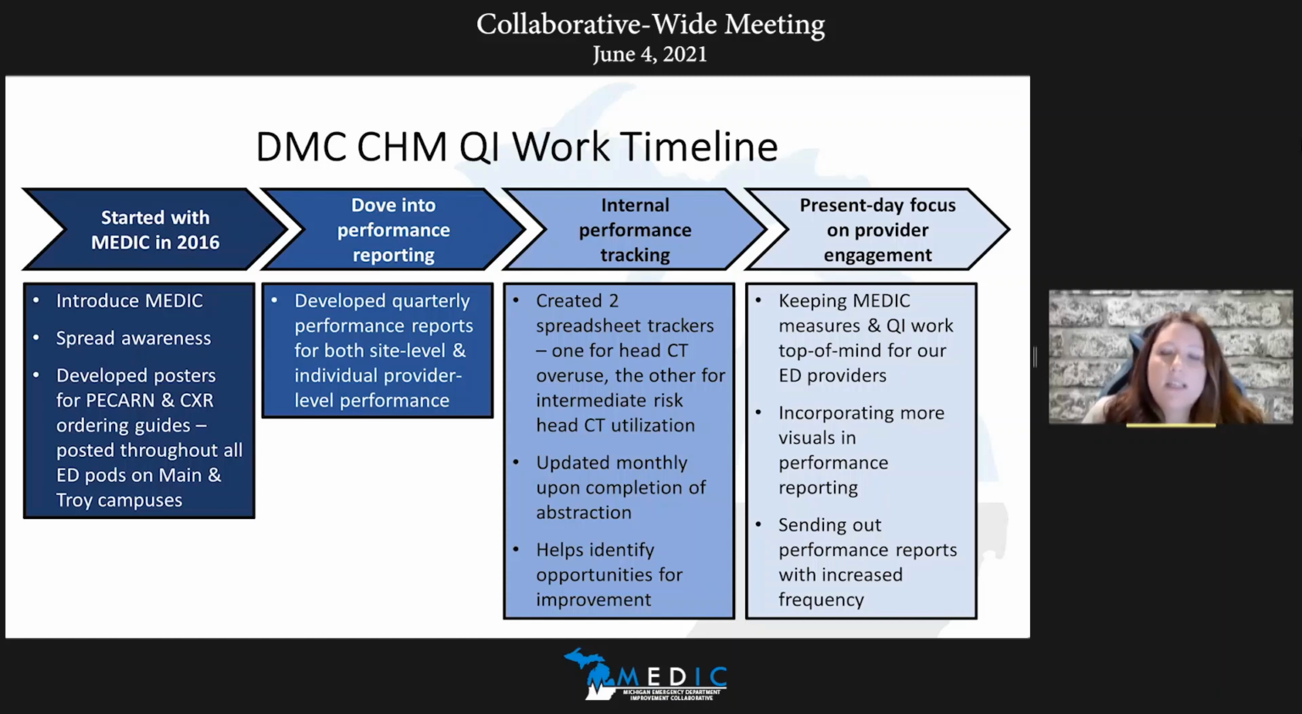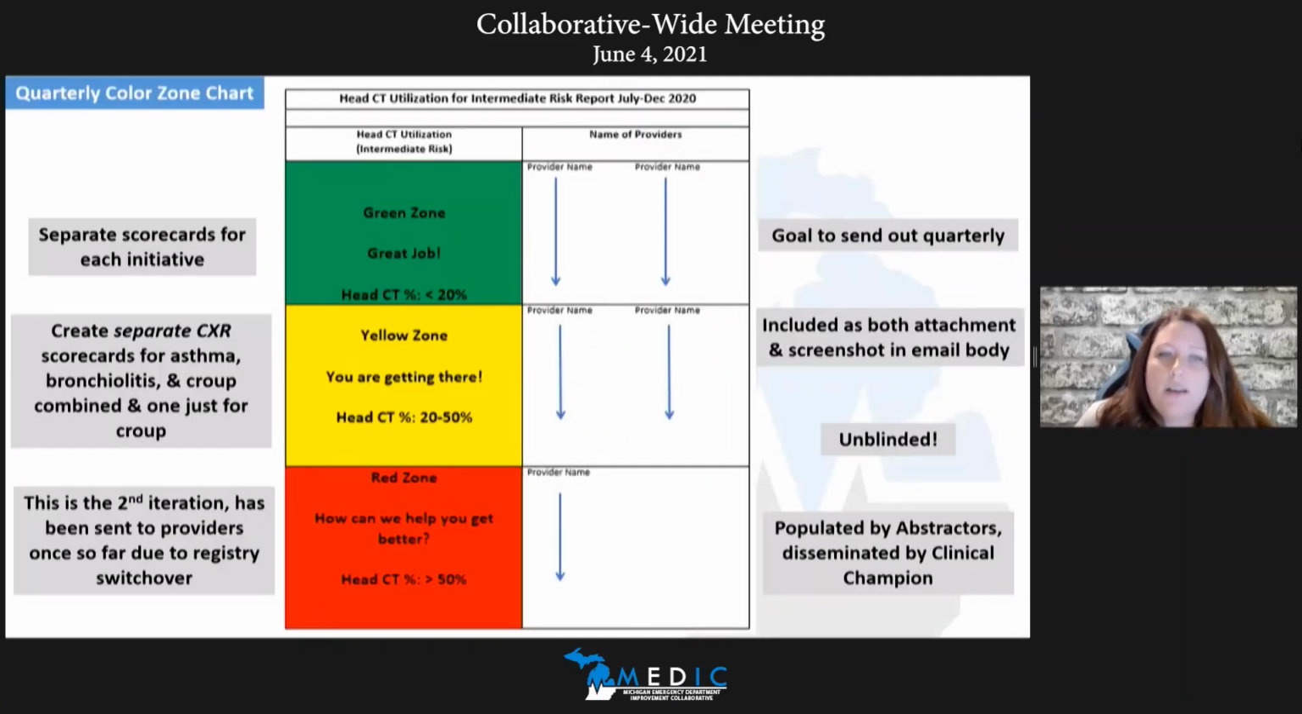Going forward, we started some internal tracking, mainly with the head CT utilization for overuse and intermediate. We have 2 separate spreadsheets that we use to track these. We track every single one. And this has really helped us identify areas for improvement within those measures. Unfortunately, we haven't been able to institute that for chest X-ray utilization. There are just way too many chest X-rays to go back and track, but it has been very helpful with the head CT utilization.